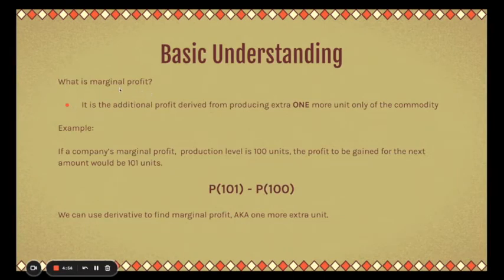So what is marginal profit? It is the additional profit derived from producing one more unit only for the commodity. As you can see in the example, let's say a company's production level is 100 units, the profit to be gained for the next unit would be at 101 units. You just add one, because as we know, it's one more extra unit for the commodity. We can use the derivative to find the marginal profit. I'll explain this more in the next slide.